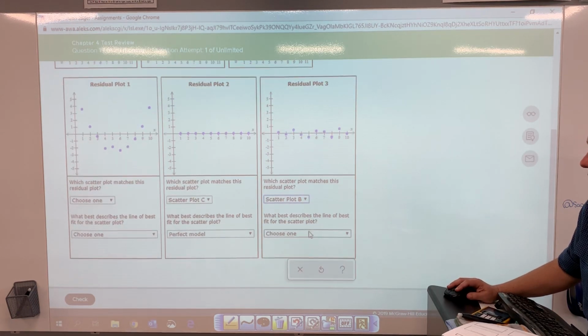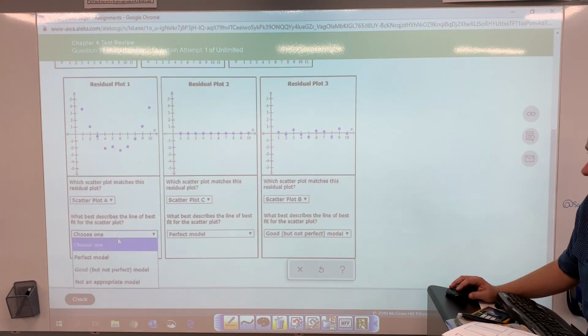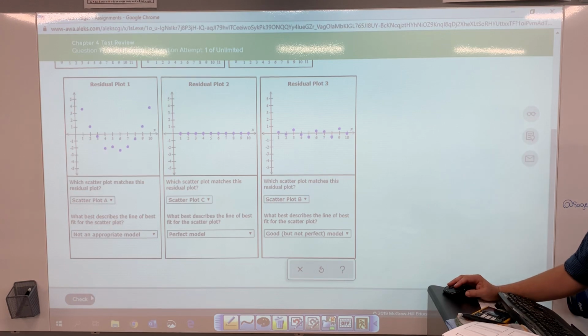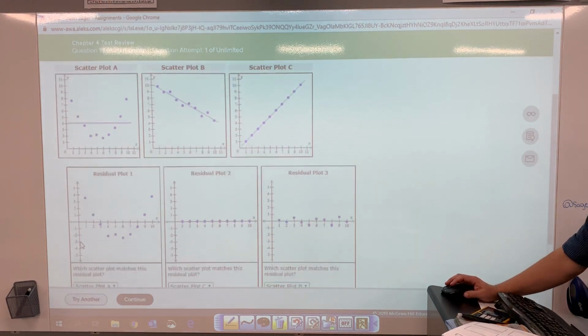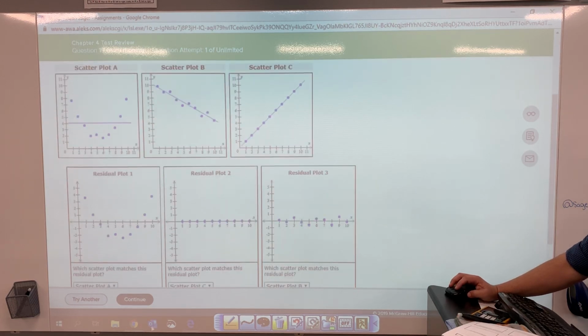And this would be a good fit, but not perfect. And then this one's going to be A, because it looks the same. And this, ladies and gentlemen, is not an appropriate model. Hit check, and bam, you get it right. Just look at it, it makes sense. It should make sense to you how you guys do it, okay?